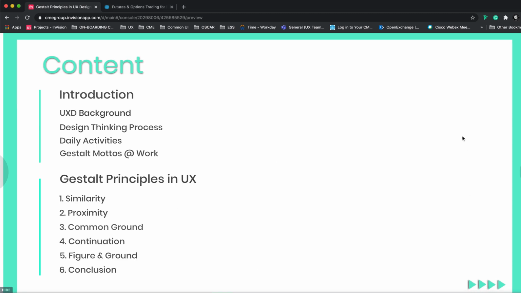A little bit of content on the presentation. We will have an intro of what UX design is and how it's related to Gestalt Principles, and then we're going to go straight to the principles and how they're applied in UX. Specifically the ones that are listed here that are extremely common in the design world.